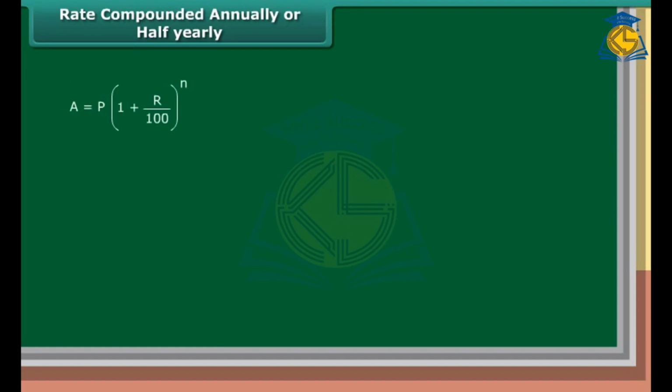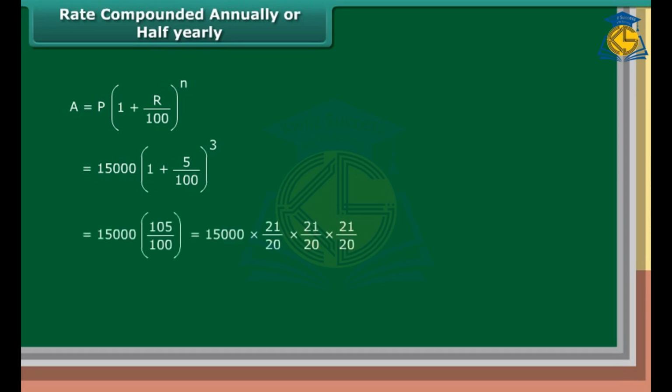A is equal to P into 1 plus R upon 100 whole raised to the power n is equal to 15,000 into 1 plus 5 upon 100 raised to the power 3 is equal to 15,000 into 105 upon 100, which is equal to 15,000 into 21 upon 20 into 21 upon 20 into 21 upon 20, which is equal to 17,364.37 rupees.